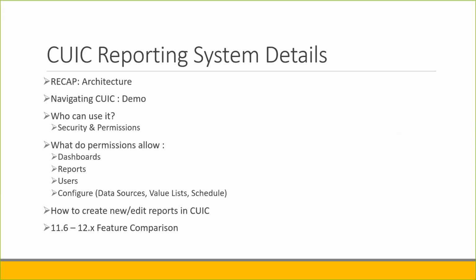So with that, we are going to start with a quick navigation of CUIC, a quick little demo. We are going to have a guest star, Jay Keith, today, who's going to talk a little bit more about security and permissions within CUIC, because as we go through each of the different elements within CUIC, reports and dashboards and pretty much everything is really permission and user role based. So he's going to give us a little bit more insight into that. And then we're going to talk about what the permissions allow, right? Everything from dashboards, reports. We're going to cover users and configuration with the security piece here.